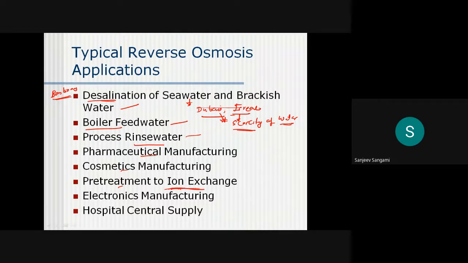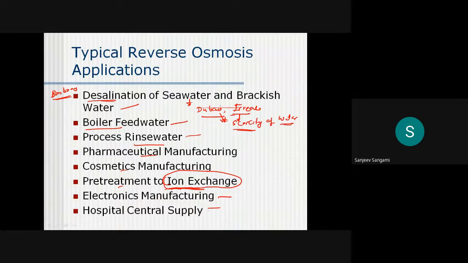See, an ion exchange unit is there. If you want to remove some of the particles with the help of the ion exchange, then pre-treatment is required before the ion exchange. So in those cases, reverse osmosis is preferred. Some of the electronic applications use it. Then hospitals, central supply, this can be used. Even in most of our schools and colleges, reverse osmosis is preferred.